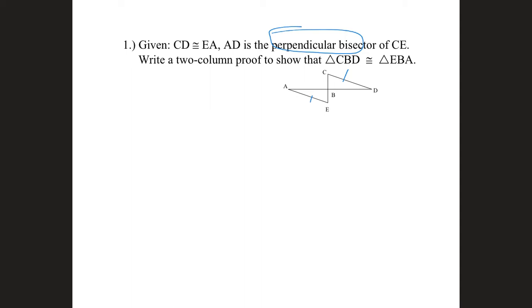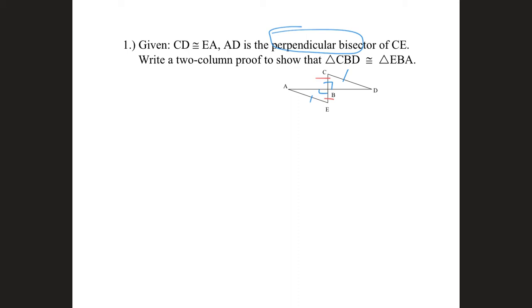So again, AD is the perpendicular bisector of CE. So AD is forming a right angle with CE. So we can put those right angle marks in there. And it's bisecting CE. So we're going to mark that those are congruent. So I'm going to put that this is congruent to that. Notice that they're not perpendicular bisectors of each other. So it's not bisecting AD, but we're bisecting CE. Make sure you understand that difference.